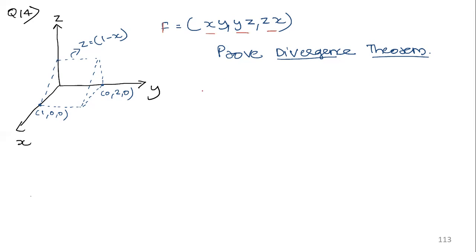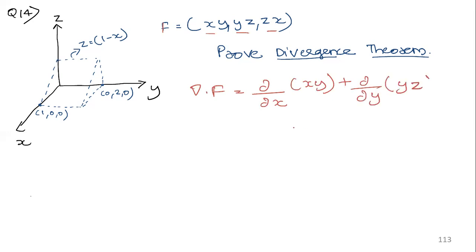So initially we'll do the del operation. Del dot F, we'll take the divergence: dou by dou x of xy plus dou by dou y of yz plus dou by dou z of zx. And then the answer. Someone please tell me.